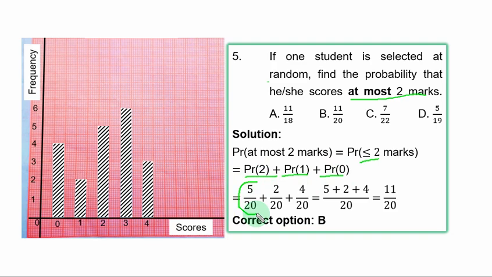Those that scored 1, they are 2 students over total. Then 4 students scored 0 over total. You have like fractions. You simply add the numerators and you have 11 over 20. B is the correct option.